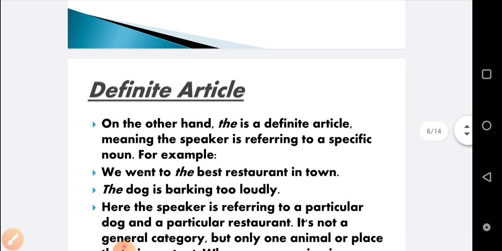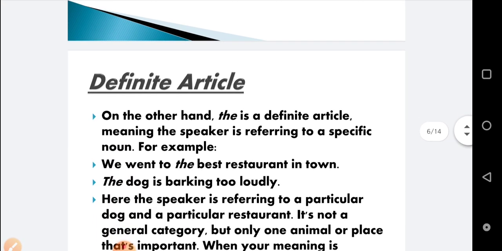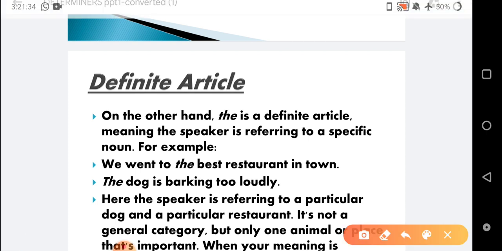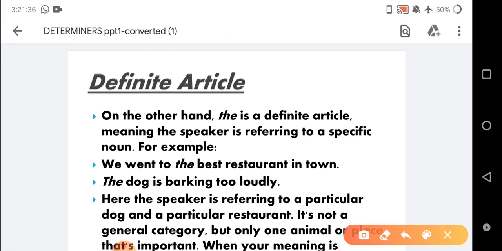Then we have the definite article. You know, it is the. When we have to specify something, when we have to talk particularly about something, we use the article the. For example, we went to the best restaurant in the town. We are talking about a restaurant which was the best, a particular restaurant.